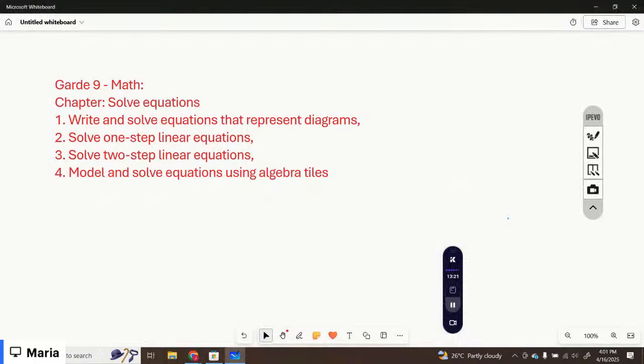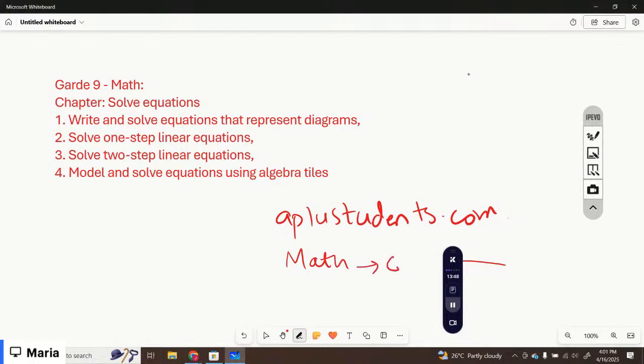We are here for grade 9 math. You can find all the lessons on aplusstudents.com using your email address and password provided by the administrator. Then you have to select math from the subject tab, scroll down to 9 math, and then click on view all lessons. There you can find a list of the chapters. We're going to start with the chapter solve equations.